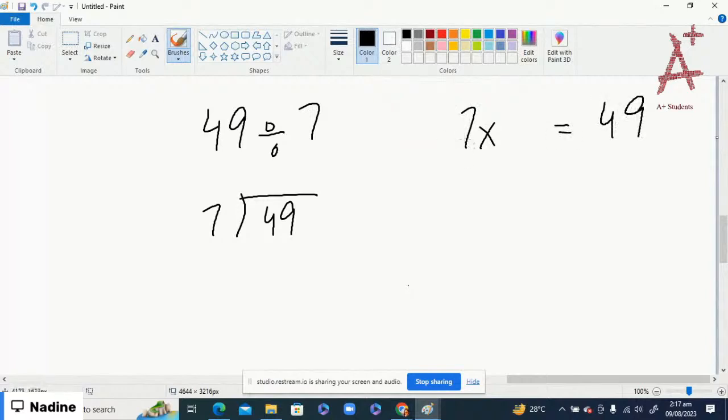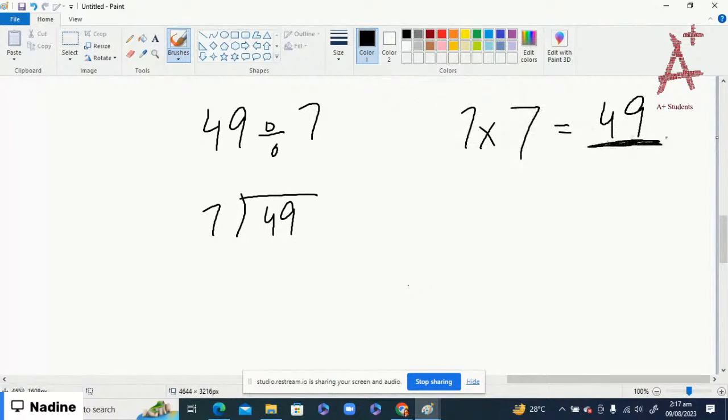So 7 times 1 is 7. 7 times 2 is 14. 7 times 3 is 21. 7 times 4 is 28. 7 times 5 is 35. 7 times 6 is 42. And 7 times 7 is 49.